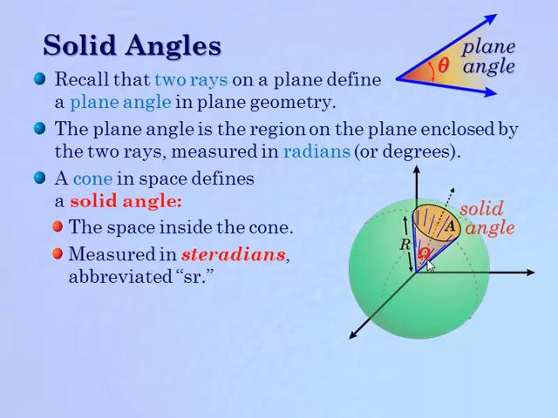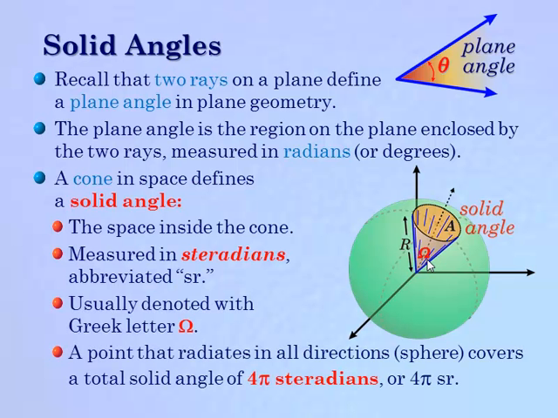Now, if we wanted to measure the solid angle of a point that radiates in all directions, like a point source of light, or a radio beacon, or something that radiates in every direction, then it would cover a total solid angle of 4 pi steradians. In other words, if we took the cone away and said that the light could go anywhere, front and back, side to side, then the solid angle that corresponds with that would be 4 pi steradians.